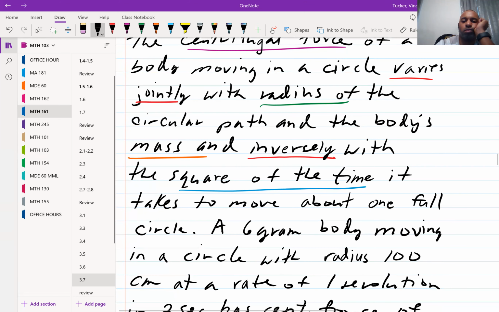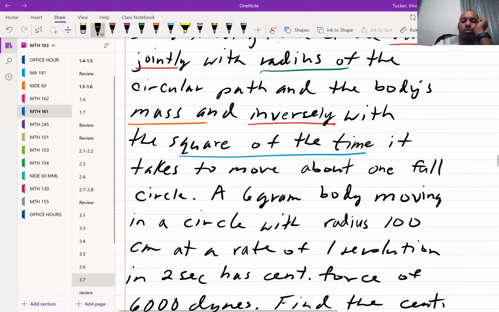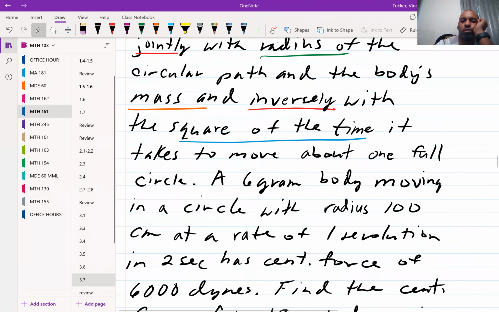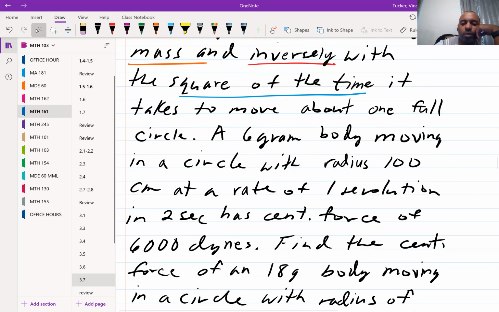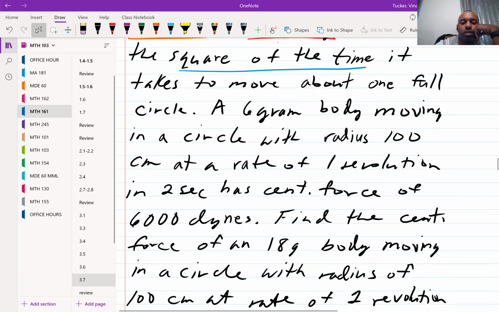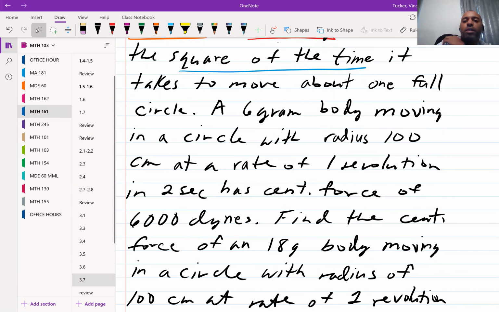All right, I'm going to scroll up. So we have a 6 gram body moving in a circle with radius 100 centimeters at a rate of 1 revolution in 2 seconds has a centrifugal force of 600 dynes. That's DYNES. Find the centrifugal force of an 18-gram body moving in a circle with radius of 100 centimeters.